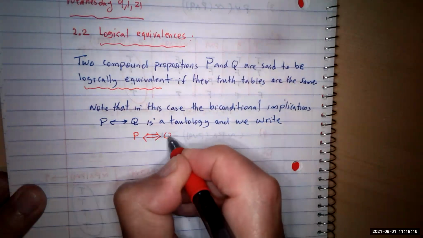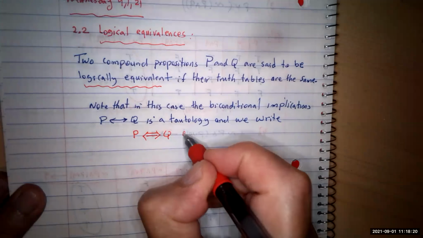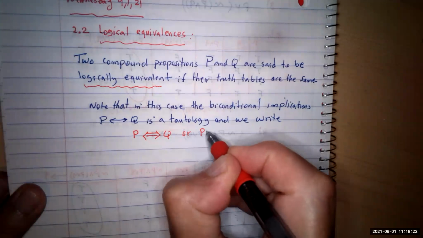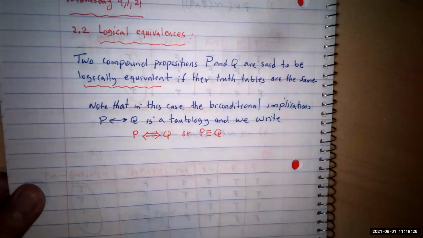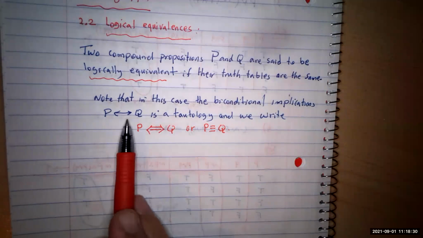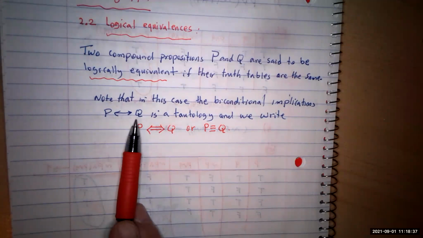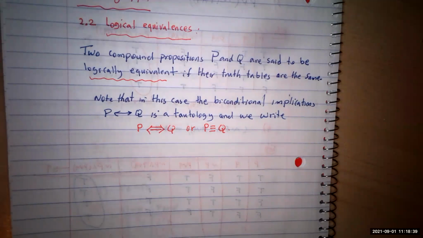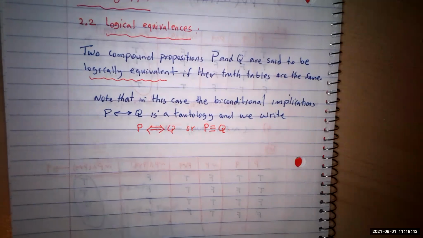And only if Q. You can use this one, or you can use an equality sign, P equivalent to Q. Okay, so if you use just a single line, this is just a biconditional implication, or this means P if and only if Q only. But if they are going to be equivalent, this statement is always true.